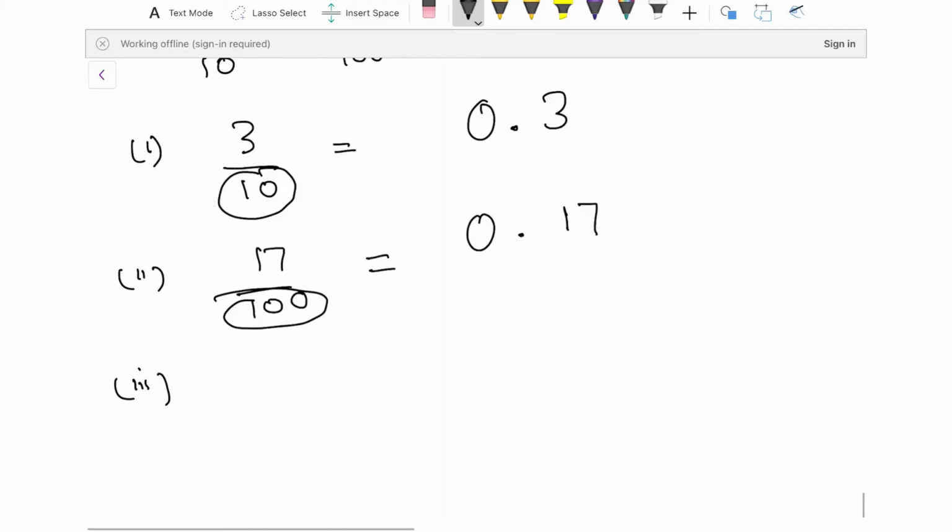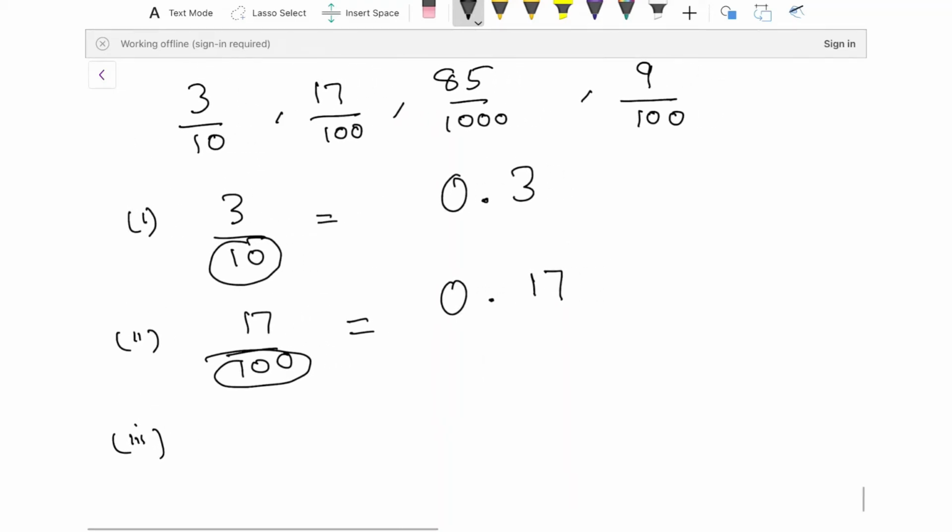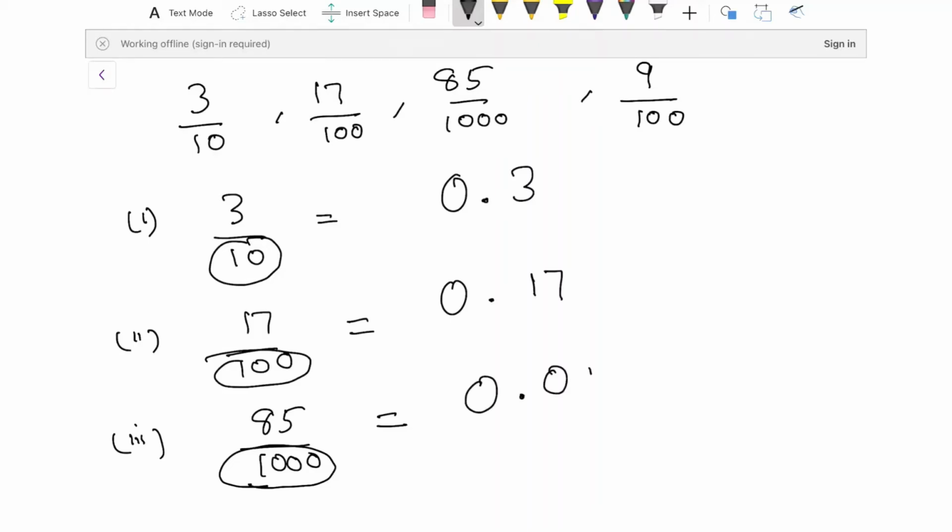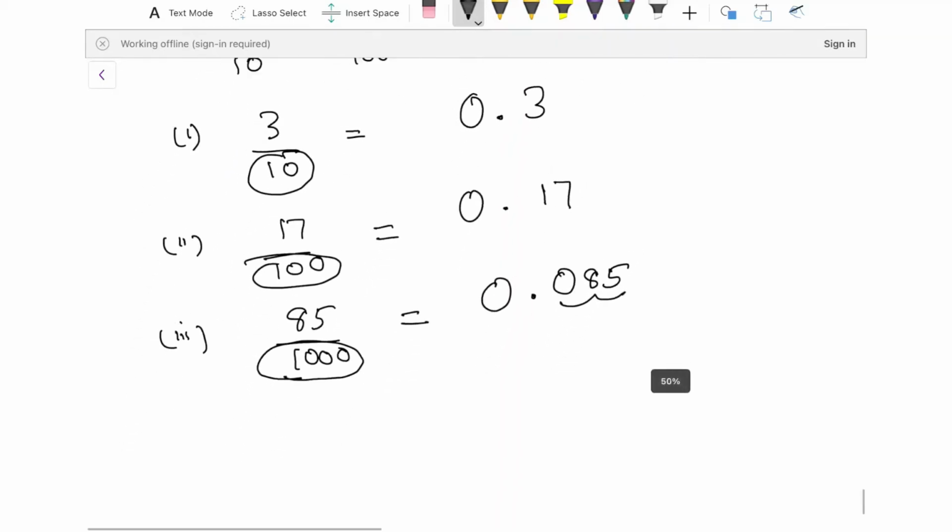Third one is 85 by 1000. We have 3 zeros in the denominator. So we will have 3 decimal places. That is 0.085. See? 3.